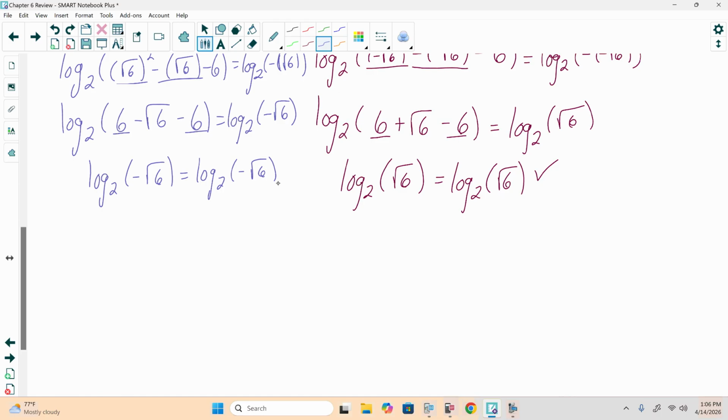Is this a true statement? No. And it's not so much that both sides are equal. I cannot take a log of a negative number. So it doesn't matter that both sides have the same statement. It doesn't matter, because log base 2 of negative square root of 6 does not exist. Neither side exists, so it can't be a true statement.